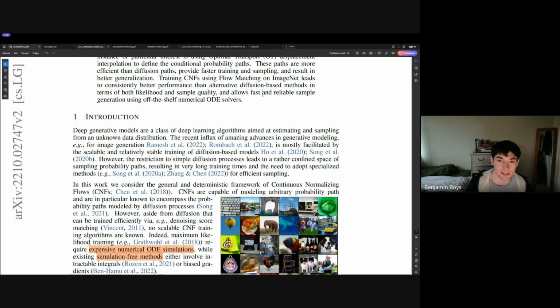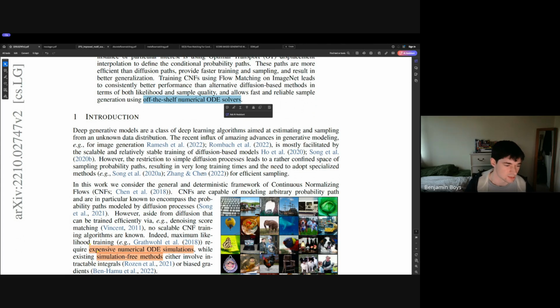And it allows fast and reliable sample generation using off-the-shelf numerical ODE solvers, which is another thing about this paper, is that it does away with stochastic solvers or SDEs. So to understand the paper, as Peter said, you don't need to know stochastic calculus. You don't need to use stochastic solvers, and there's a whole array of off-the-shelf options for numerical ODE solvers.